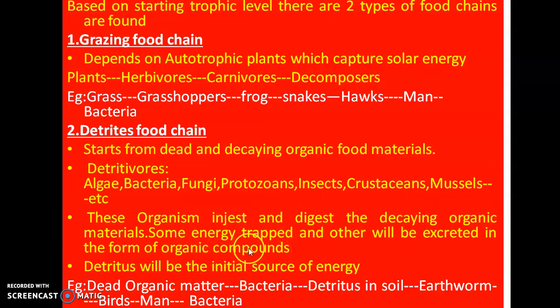And in this detritus food chain, the detritus will be the initial source of energy. Here you can see that the detritus in the soil will be the initial source. The detritus food chain starts from here, and this is fed on by the earthworm. We know that earthworms are fed on by birds, and man will feed on certain birds. And upon the death and decaying of all these organisms, the bacteria will act upon them. So this is the basic mechanism.